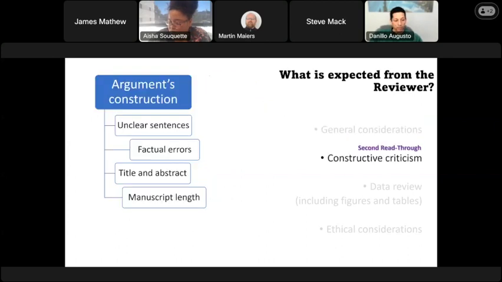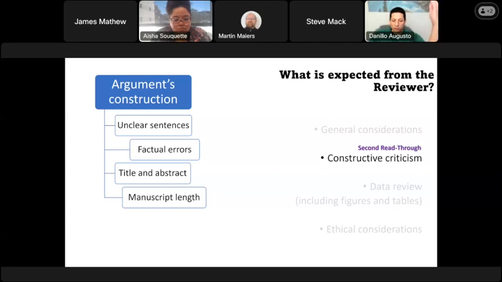Then comes the second read-through of the paper. That's when we expect a little bit more detailed information for some specific sentences or specific analysis. I'm going to go through a quick overview of those right now. So now you go back to the paper, you already have your general comments, but let's be more specific right now. So for example, are there sentences that are unclear?